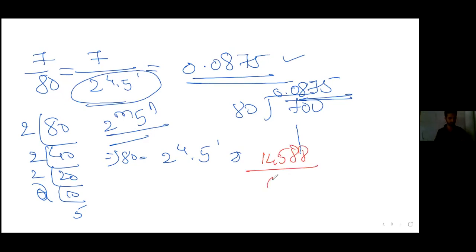Similarly, if I take one more example, 14588 divided by 625. You can see the decimal expansion, that is 2 to the power 6 into 7 into 521 divided by 2 to the power 4 into 5 to the power 4. This is terminating, and you'll get the answer 3408.